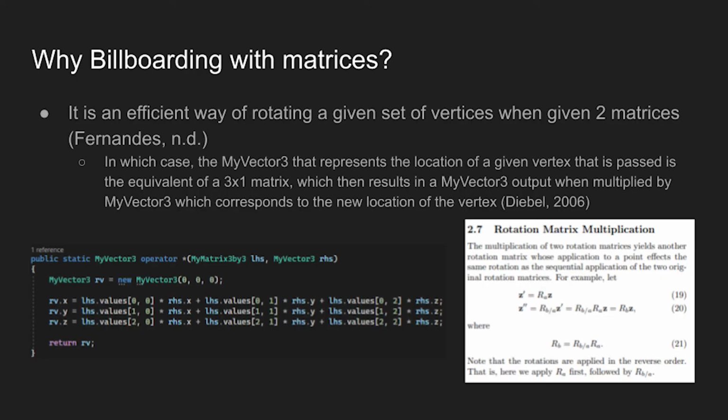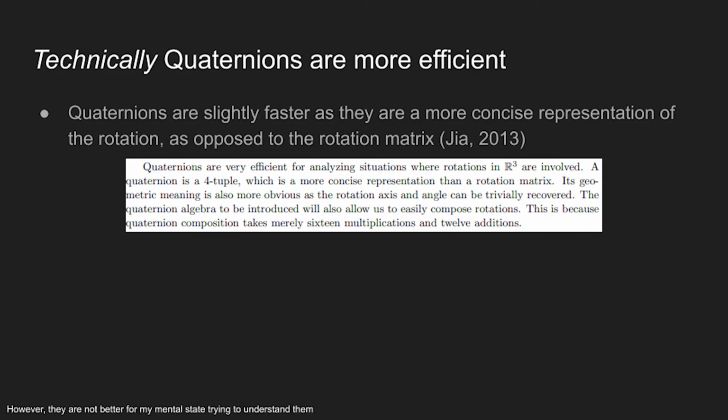I chose to implement billboarding with matrices as it's an efficient way of rotating a given set of vertices when given two matrices, which, as I explained earlier, the vector 3 is the equivalent of a 1x3 matrix. An alternate solution to the billboarding could have been to employ quaternions. These are slightly faster and also don't suffer from gimbal lock like matrices do. However, simply, I couldn't understand them, and I felt it was a lot easier to implement matrices.